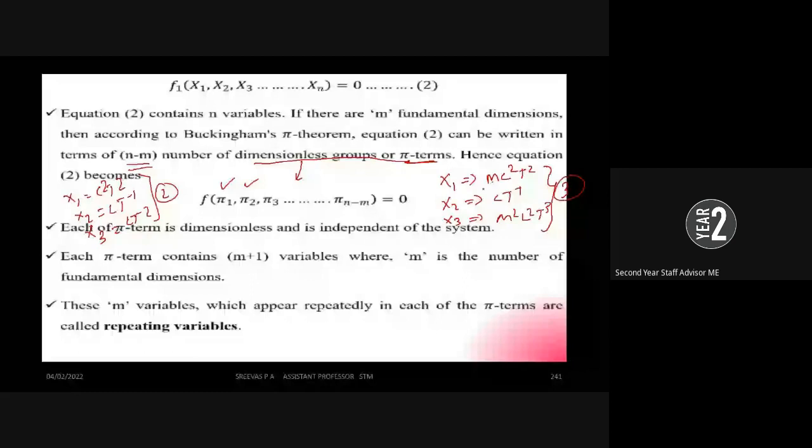Then we can represent it as a function of pi 1, pi 2, pi 3, etc., pi n minus m equal to 0.